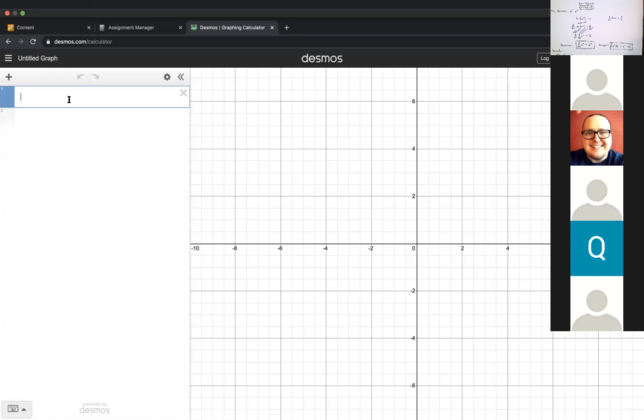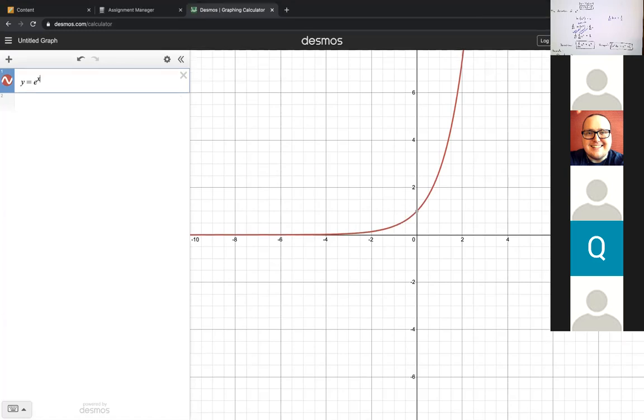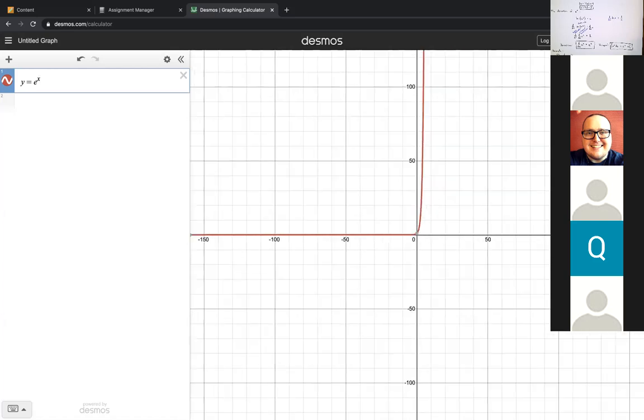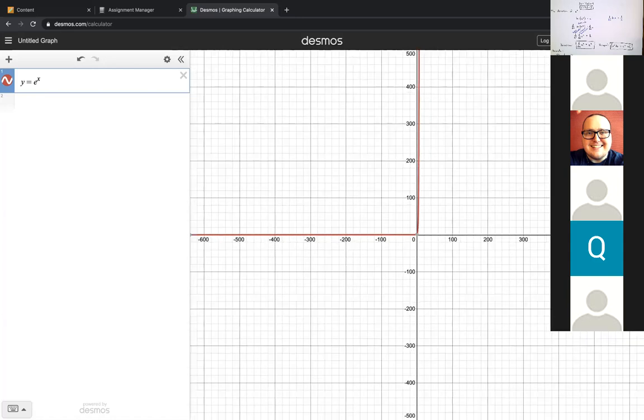So I can graph y equals e to the x. And here's the classic exponential function. So we can see how steep it gets. And this is the reason why the word exponential in English is used the way it is. Because if something grows exponentially, it gets really big, really fast. So you can see how steep this curve is. Almost looks like a right angle when you zoom out.